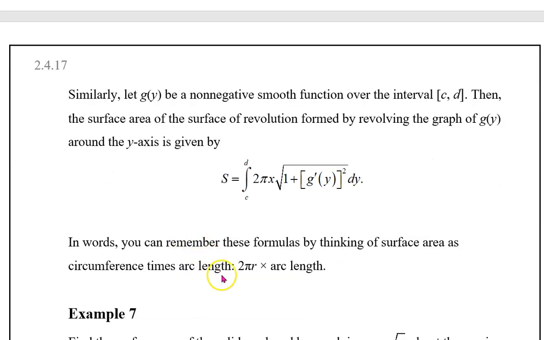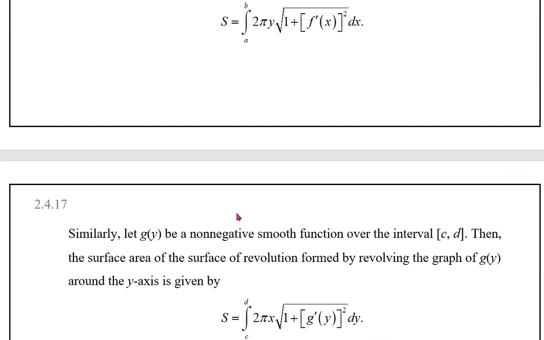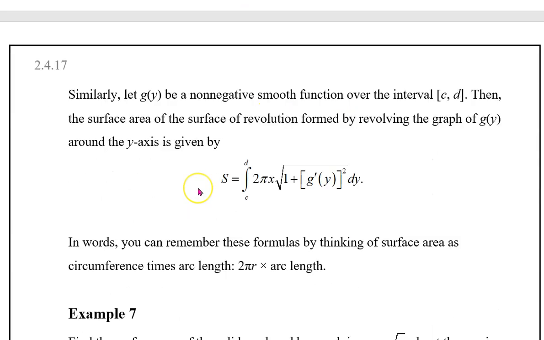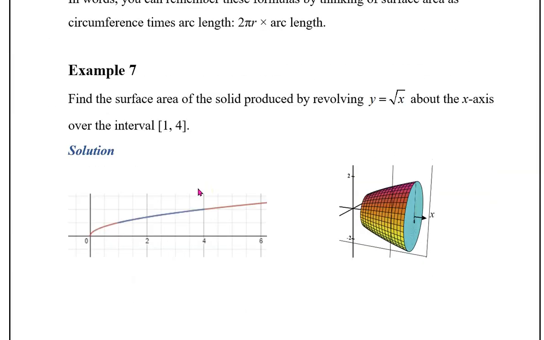You can think of these formulas as basically being circumference times arc length. In other words, 2 pi r arc length. Since the x value, when revolved around the y-axis, is the radius of what's being revolved, and the y value, when revolved about the x-axis, is the radius of what's being revolved. This makes it 2 pi r arc length. Let's now take a look at an example.